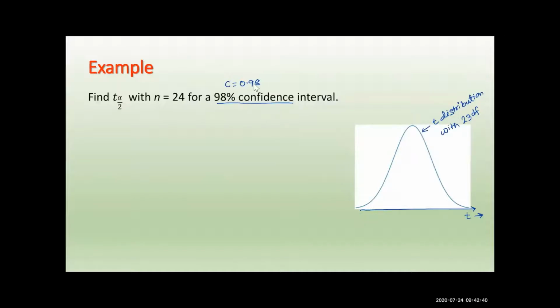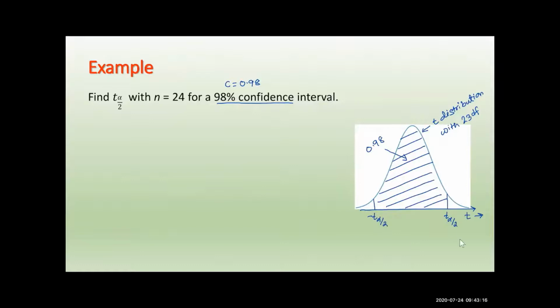We have the confidence interval 98%, so the middle area is 98%. Label that area: this area in the middle is 98% or 0.98. So these values here, this is T alpha over 2. And the value on the other side, that is negative T alpha over 2.